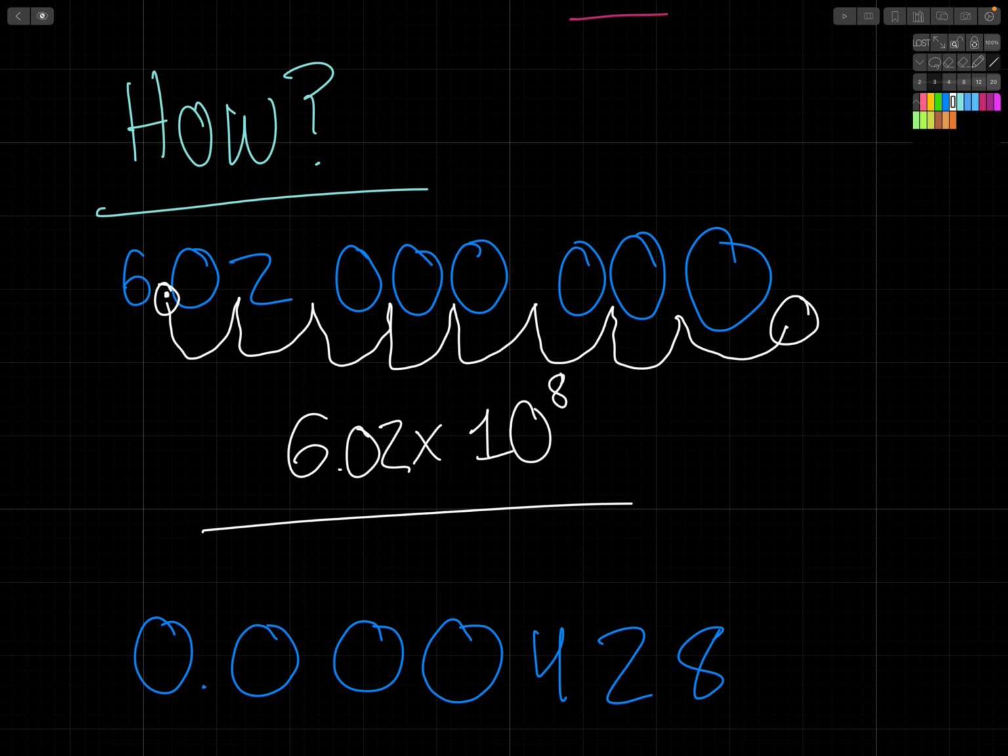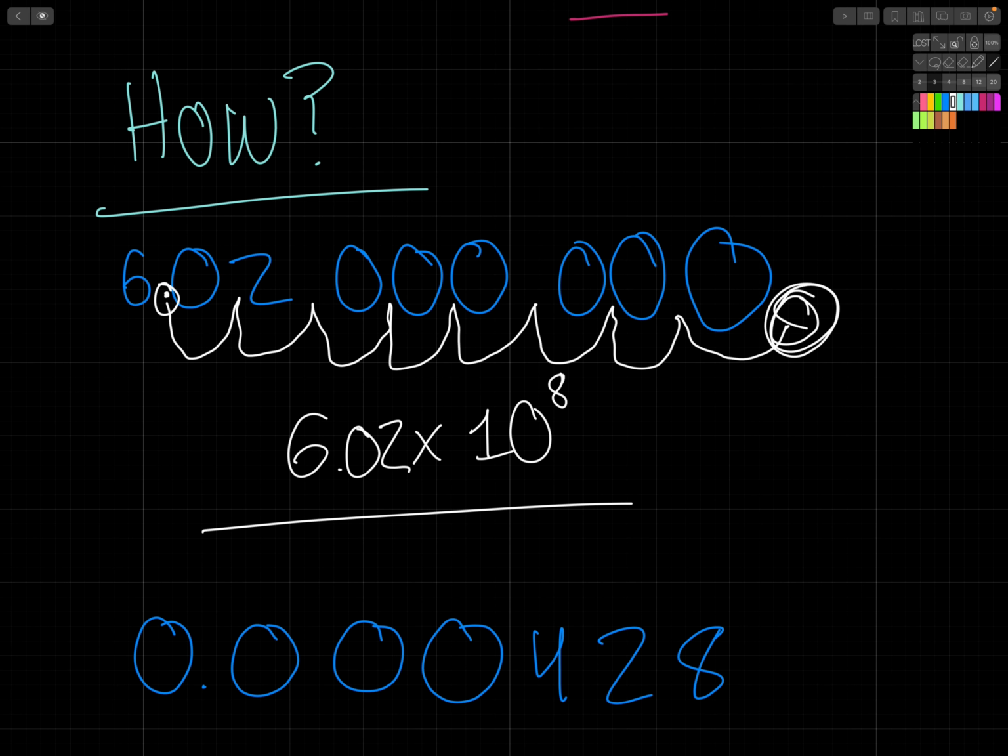So you first write times 10 real quick, and then to get the power, the exponent, you want to count how many decimal places it takes to go from wherever you're at to the front of the first number.